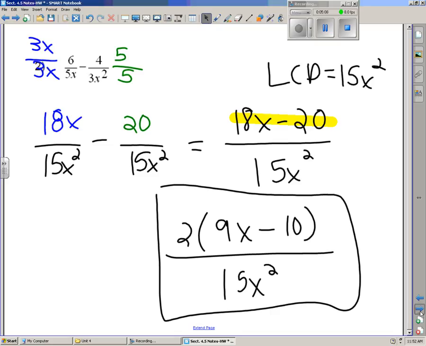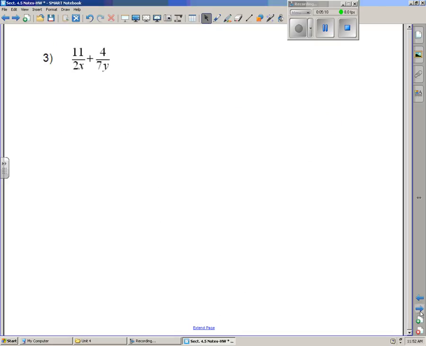Let's try another one. This guy. In terms of my numbers, they can both turn into a 14. In terms of my letters, they need to have an x and a y. So the least common denominator becomes 14xy.